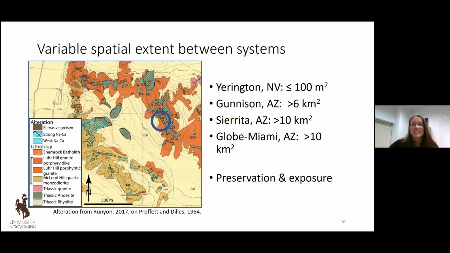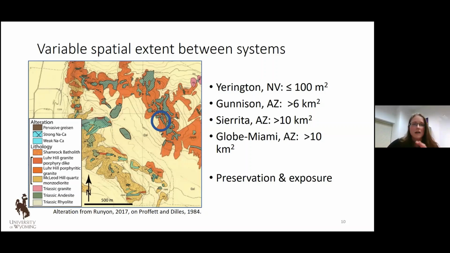In some of the systems in Arizona, including the Gunnison, Sierrita, and Globe-Miami areas, you have significantly more extensive surface area where this veining and alteration is exposed. As a quick disclaimer, when I say greater than 6 kilometers, greater than 10 kilometers squared, those areas are not entirely pervasively replaced with coarse muscovite, but these are areas where there's consistent 1 to 3 veins per meter of coarse muscovite veining, plus or minus some localized wall rock alteration.